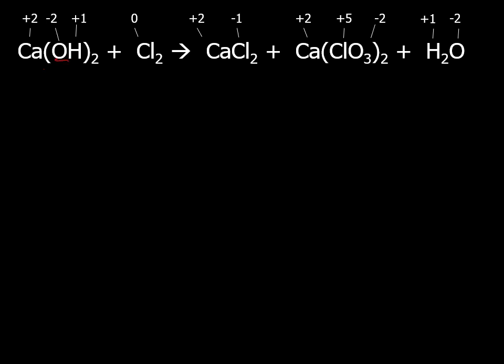Oxygen, as you would imagine, unless we're doing something weird like the peroxides, is also not changing, so it is not a redox species. Same thing with hydrogen, you can check it out. It starts at +1, ends at +1, it's not changing. So we're only left with one species, and it is our chlorine. It starts out as 0, and then on the right-hand side, there are some chlorines that are -1, and there are also some chlorines that are +5.